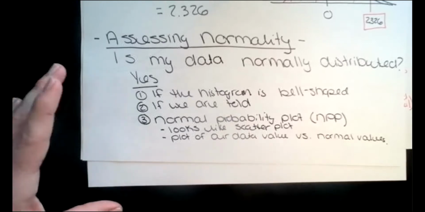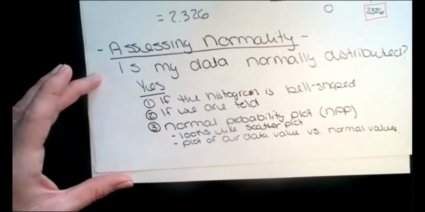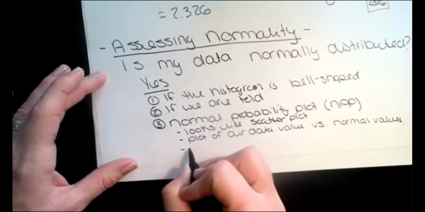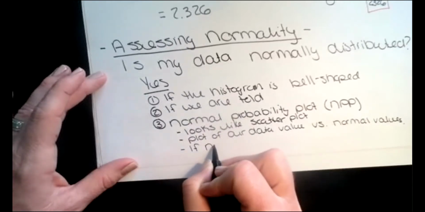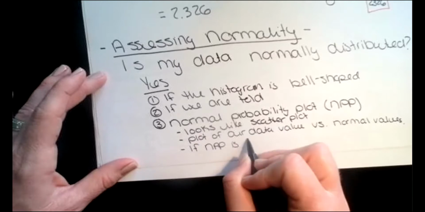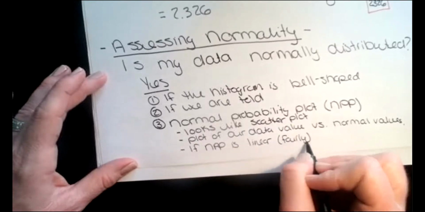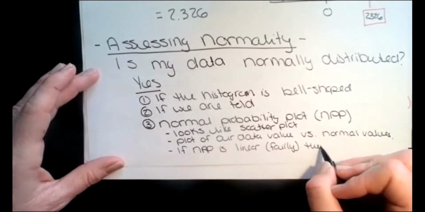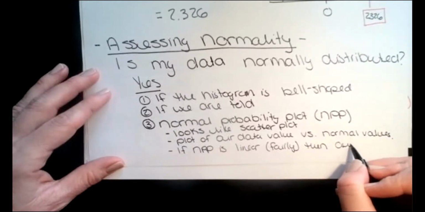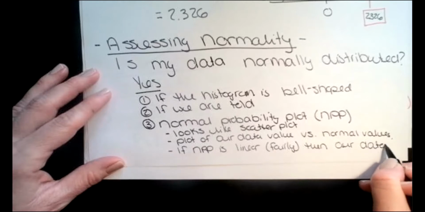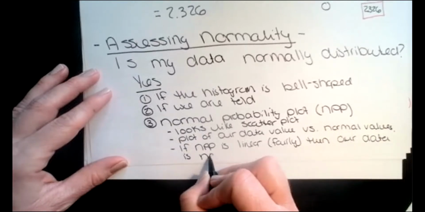And all we need to do is look to see if this is fairly linear. So if the NPP is linear, and I'm just going to say fairly linear because nothing's perfect, then our data is normally distributed.